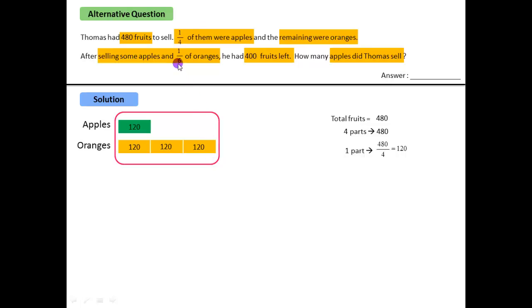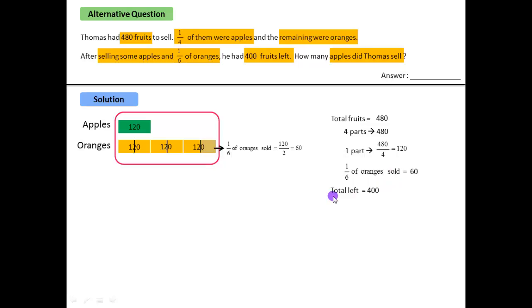The question says that 1/6 of the oranges were sold. So let's find out how much 1/6 of all the oranges is. We have 3 blocks over here. Let's divide it into 6. From this we know that 1/6 is actually half of this one single block. So we can find the value of 1/6 of the oranges sold, which will be 120 divided by 2. This gives us 60. So the number of oranges sold will be 60.